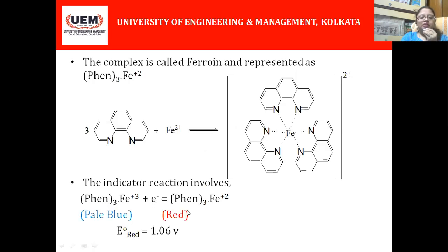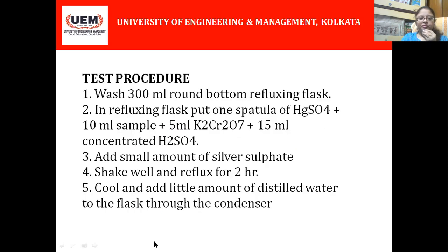Now, this is the color change. This is a picture of the complex that 1,10 phenanthroline forms when reacting with iron 2+. It forms a chelate complex. Now, when phenanthroline forms a chelate complex with iron 3+, it gives a pale blue color. But if iron is reduced to iron 2+, the ferrous ion, then the color will be reddish brown, and E0 reduction is equal to 1.06 volt.